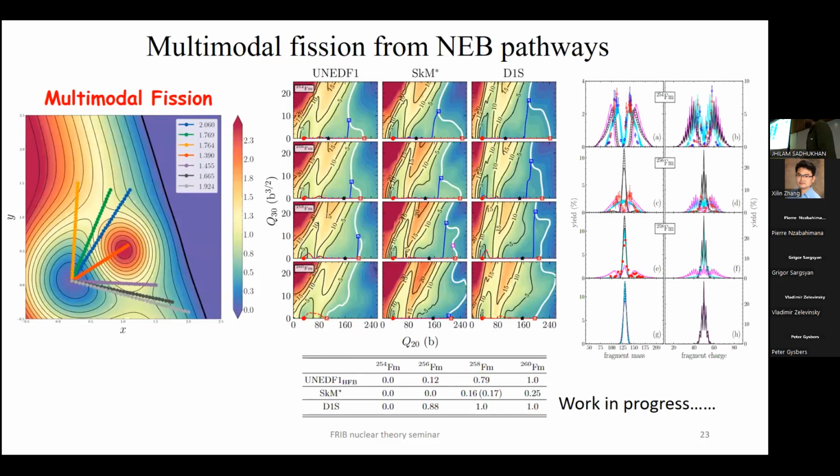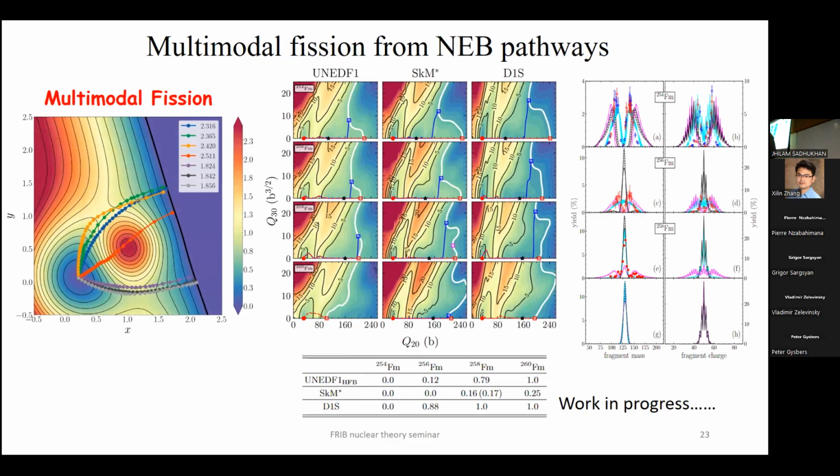And the most interesting thing about this NEB method is that it can really estimate different pathways if those are present in the potential energy surface. We call it multimodal fission. If we have more than one mode, then this method can really decide the different pathways. We can see that if we start from different initial points, we ultimately end up with two exit points, which give two different modes on this toy potential energy surface.